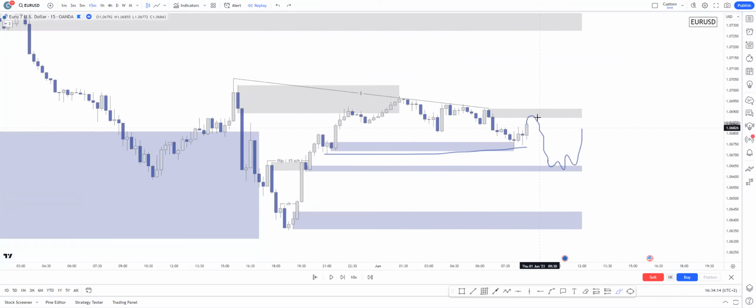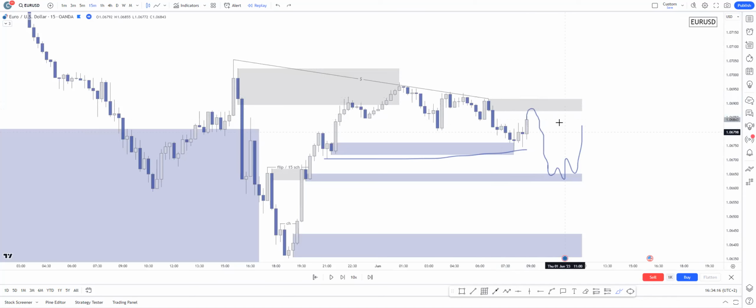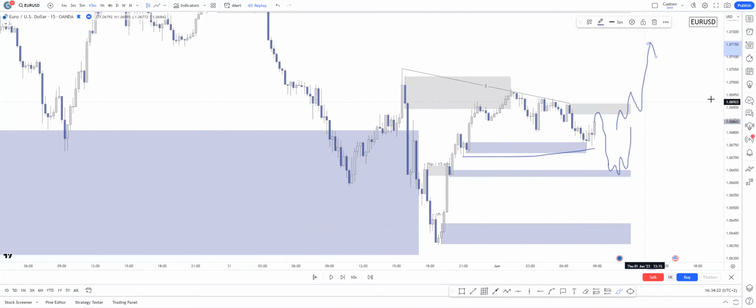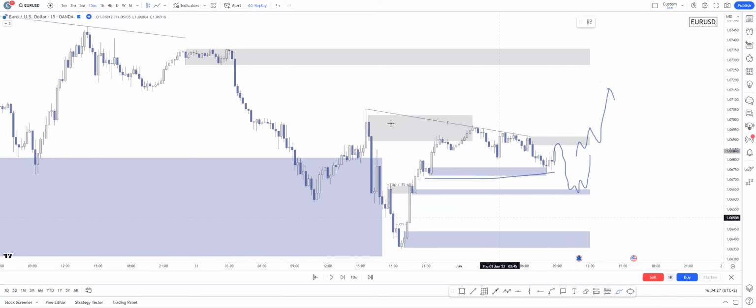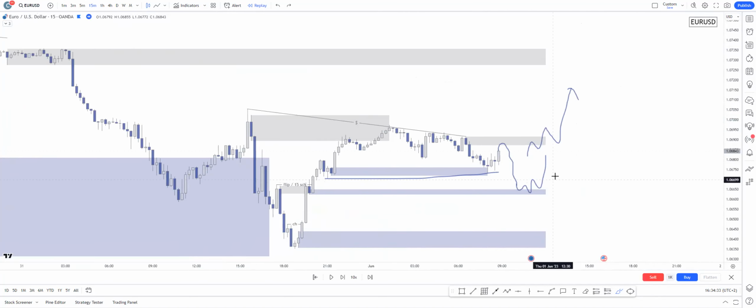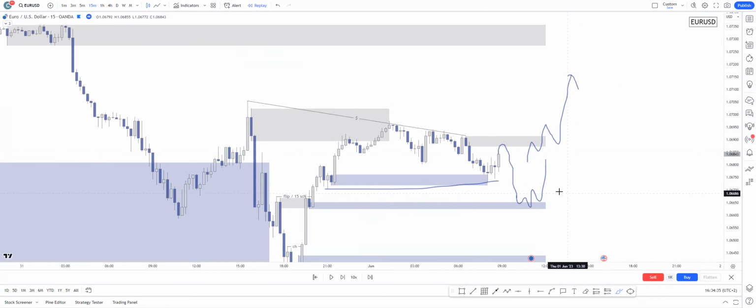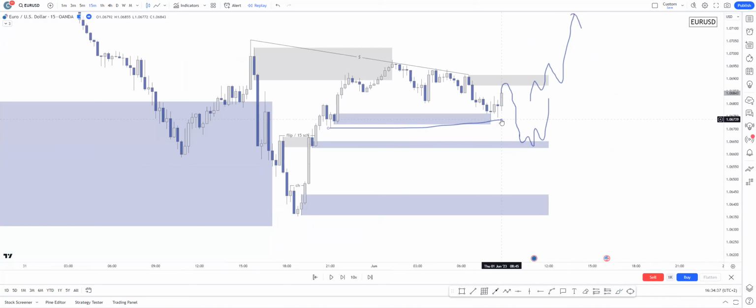This is the first plan, so I wouldn't really look for sells here. However, if price can manage to mitigate this supply and flips it, then we can be 100% sure that a long continuation will happen. We will sweep all of this liquidity and we will mitigate this 4-hour supply area. This is the second plan, or the third plan actually, the flip of this 5-minute demand area.